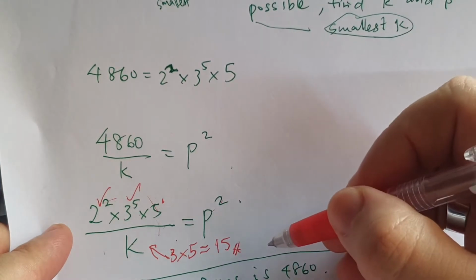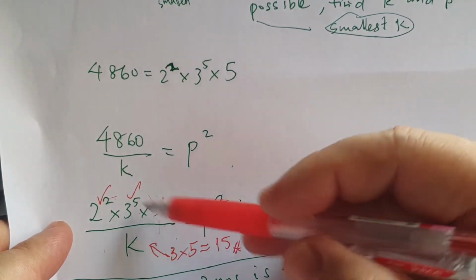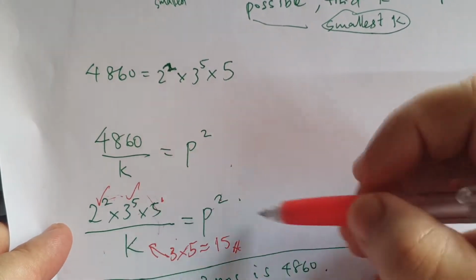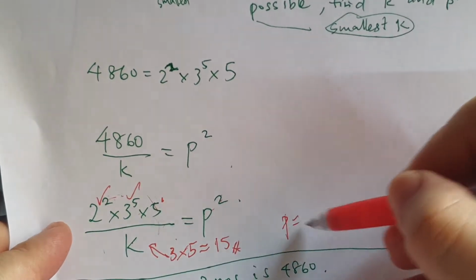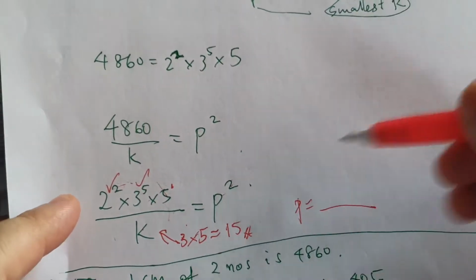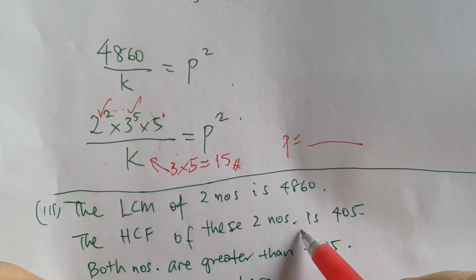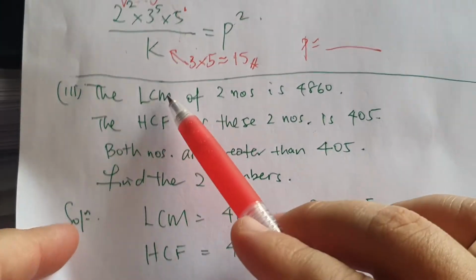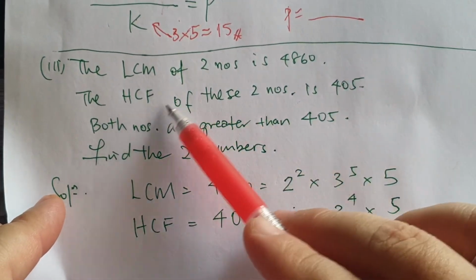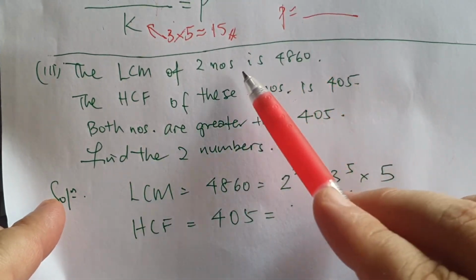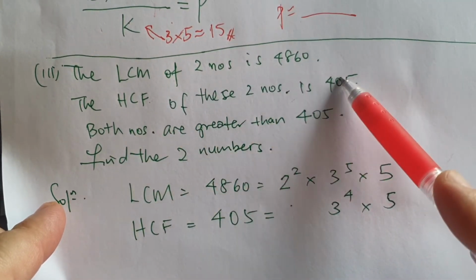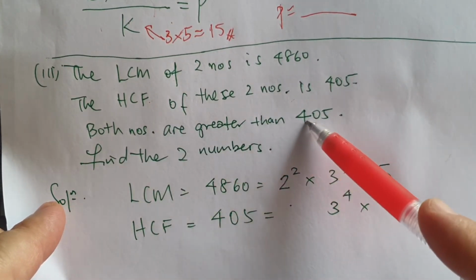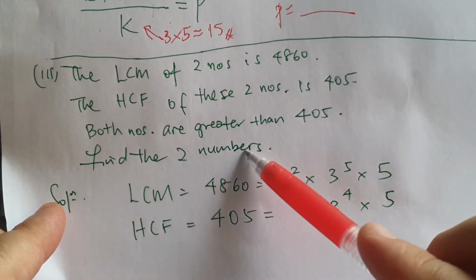So that's your answer. Now once you've gotten this, you can just take this divided by this, then you square root and you will get your p. That's all for this part. Now for the second part, you read the question first. For this particular question, you're given the LCM of two numbers, the HCF of these two numbers, and both numbers are greater than 405. They want you to find these two numbers.